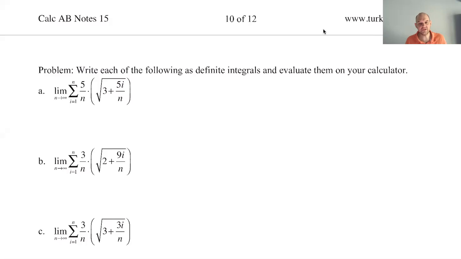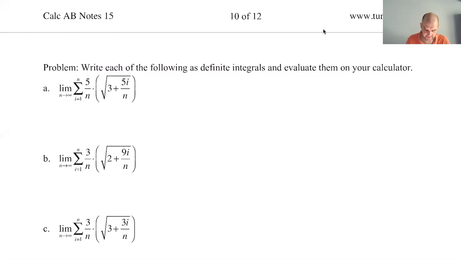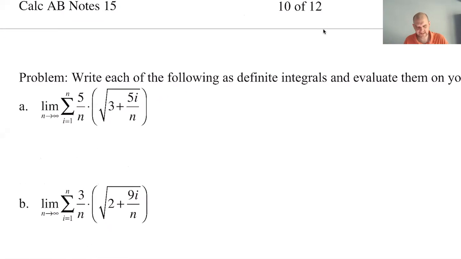All right, we're back. We're on page 11 of notes 15 of Calc AB, and what we're going to do here is we're going to take limits of Riemann sums and turn them into definite integrals. Then we're going to let our calculator just evaluate them. So this is a really common thing to do. Is it? I don't know. This is a kind of common thing to do, I guess.